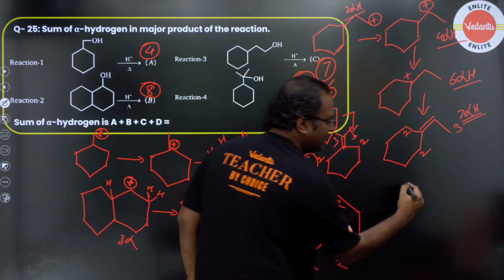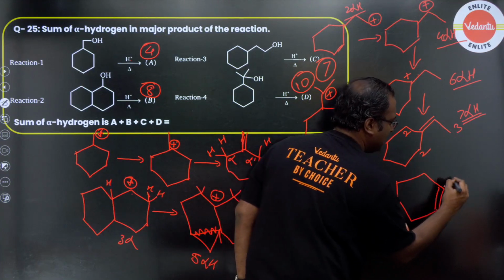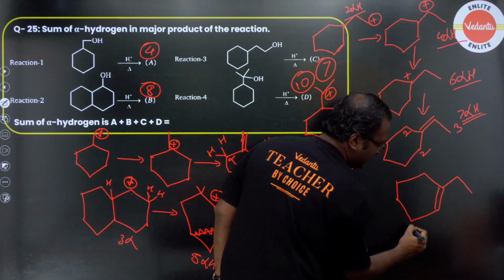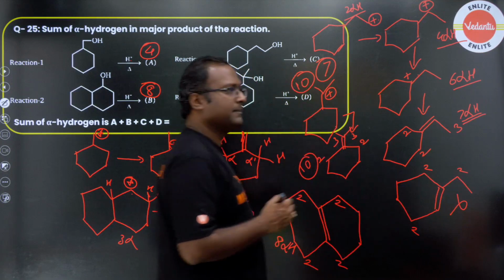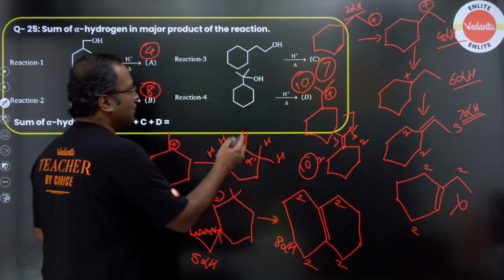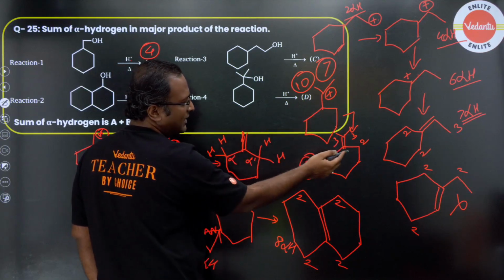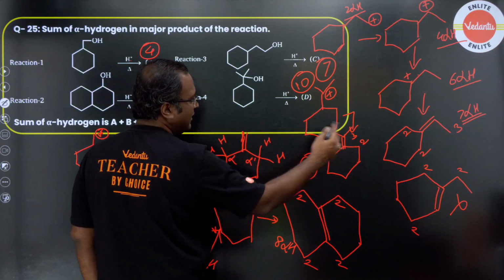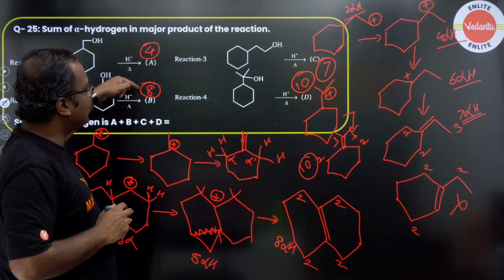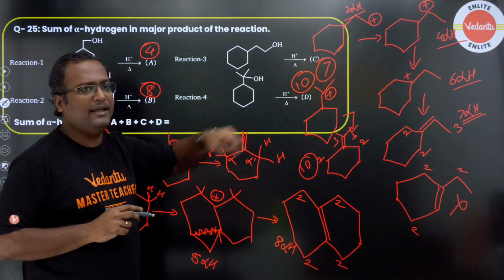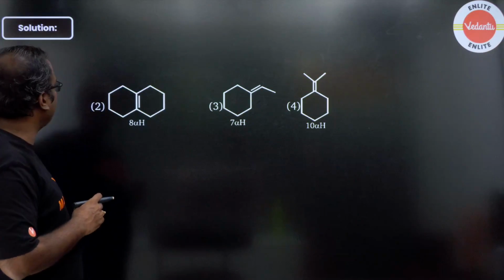If you make the alkene inside, how many alpha hydrogens do you get? If you make the alkene by chance inside, then you land up with 2 to 4 to 6 alpha hydrogens, so we will not make this. Last but not the least, the carbocation is formed then and there, direct ZF alkene, 10 alpha hydrogens. Total 4 plus 8 is 12, 12 plus 7 is 19, 19 plus 10 is 29. So that's 29 alpha hydrogens in this question.